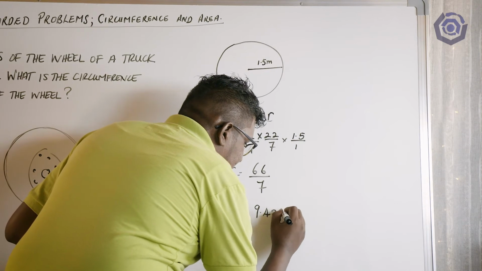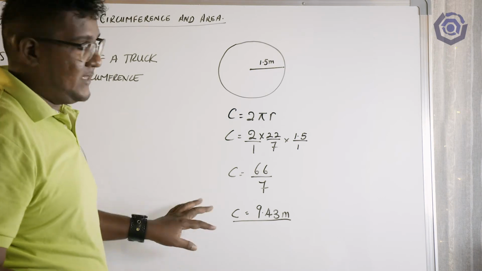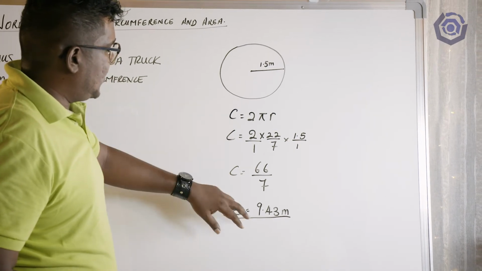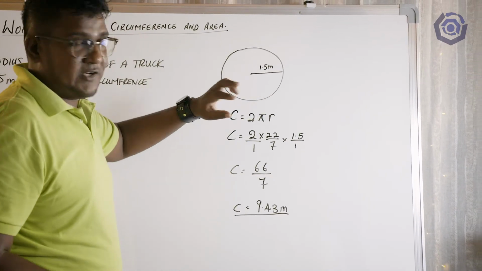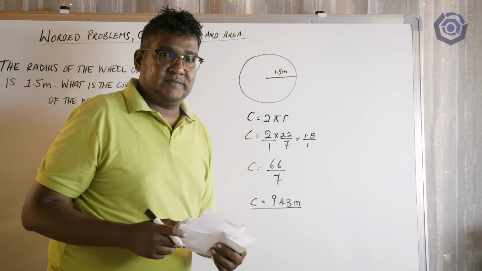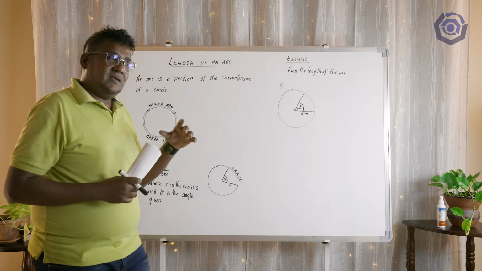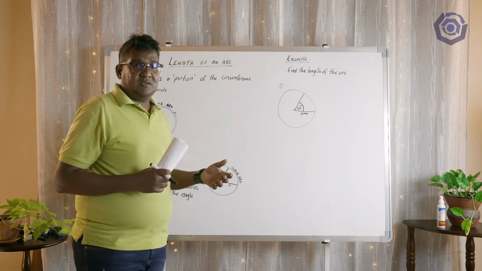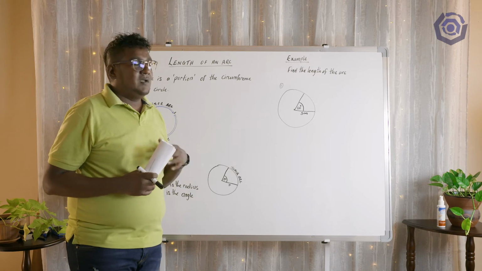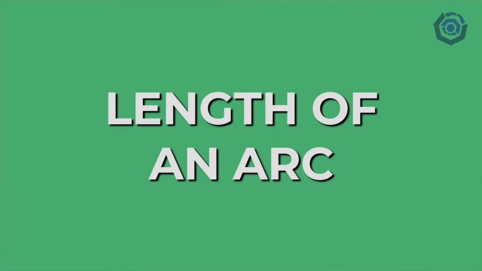66 divided by 7 is going to give me 9.43 meters. We don't have meters squared, right? Because we're looking at circumference. So the distance around this wheel, or the size of this wheel, is 9.42 meters. So we've looked at the circumference of a circle and we've looked at the area of a circle. Now let's go down to the specific part of the circle. We're going to look at the length of an arc.